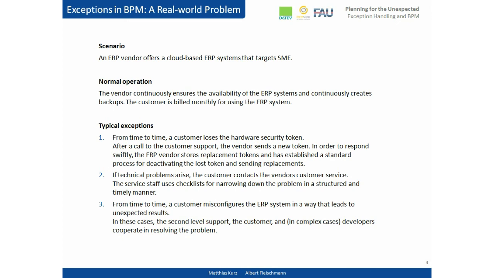The third example is that very rarely a customer misconfigures the ERP system in a way that the ERP system is not working anymore in the expected way. In these very rare cases, obviously the customer calls first level support. First level support does not know how to resolve that issue. It escalates the problem to second level support, and in some complex cases, second level support might even speak with the developers responsible for the system. So these are the three examples of exceptions I would like you to keep in mind, because we will come back to these exceptions later on.